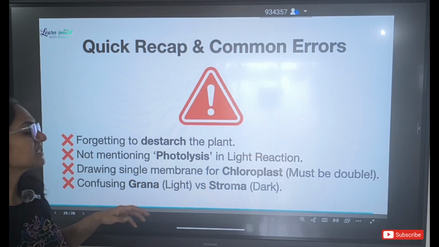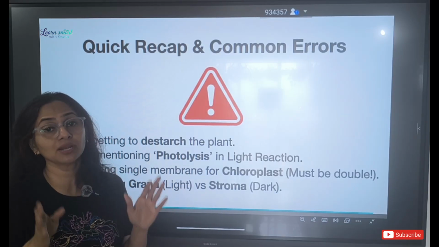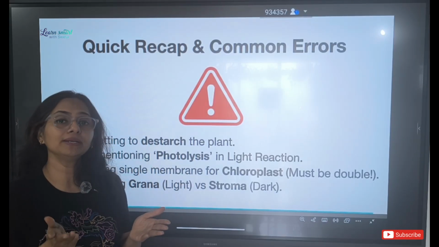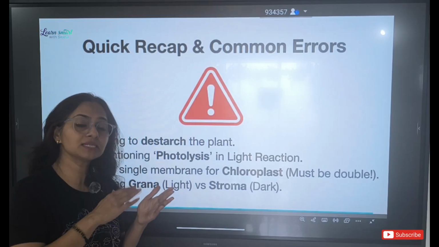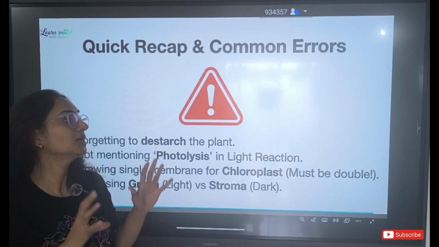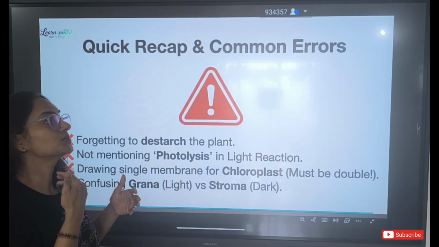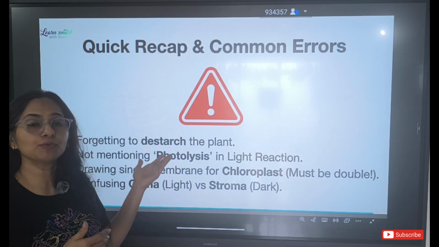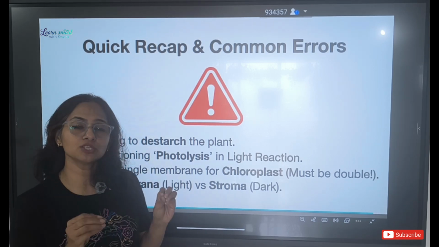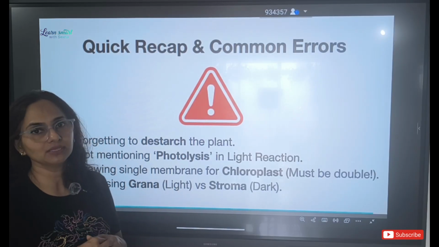Then sometimes the students get confused between the light reaction and dark reaction. Remember, light reaction takes place in the grana of the chloroplast and dark reaction takes place in the stroma of the chloroplast. So in light reaction, photolysis of water takes place, splitting and oxygen is produced. Dark reaction takes place in the stroma where carbon dioxide is converted to glucose. So remember these.